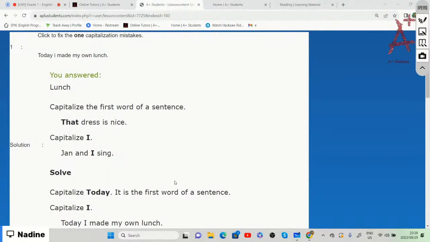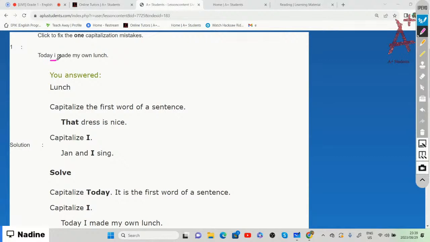All right, so if we were to select the capitalization mistake that we have identified, we would say it is I, because I needs to be written in a capital letter. So, "Today I made my own lunch."